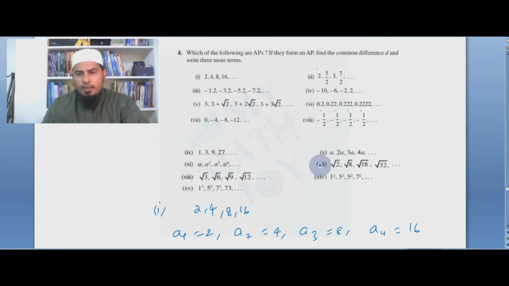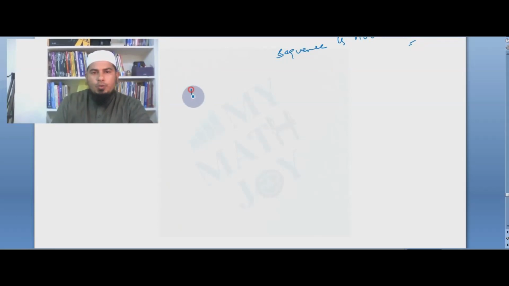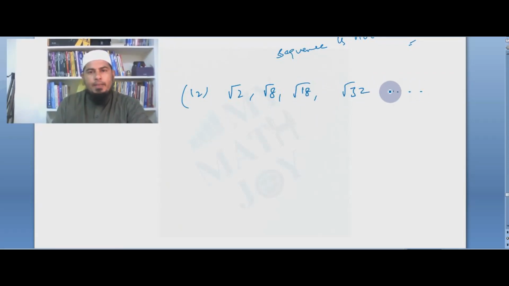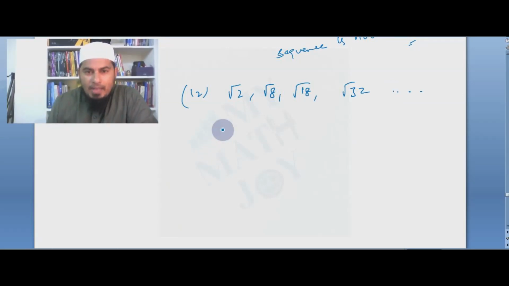Okay, 12. Root 2, root 8, root 18, root 32. The bit is root 2, root 8, then root 18, then you get root 32. Let us check whether they form an AP or not. Whenever we get roots, an important step: the root terms must be simplified. So are they simplified? No.